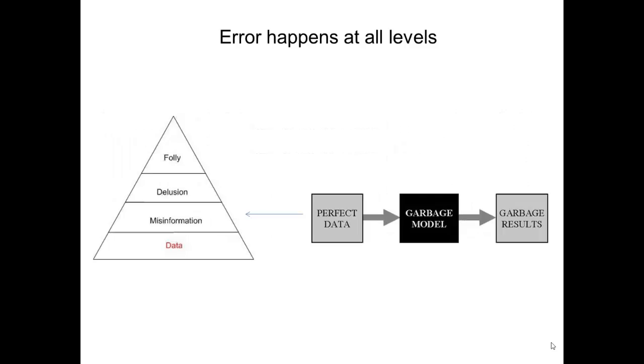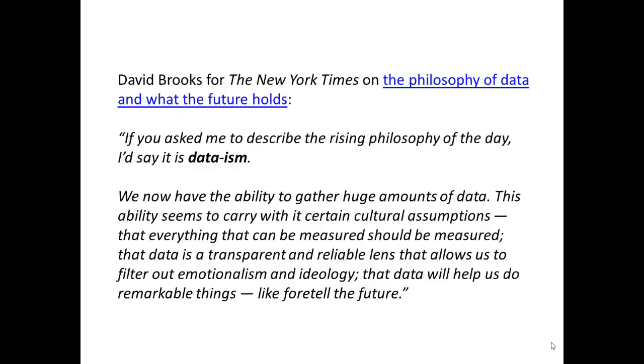I also want to show that error doesn't just happen, obviously, at the data layer. It can happen at any of these layers through incorrect reasoning. So, for example, we may have perfect data, but the model we run through it is just not a very good model, so unsurprisingly we end up with garbage results. It's not just your data you have to worry about, it's the models that you build on.